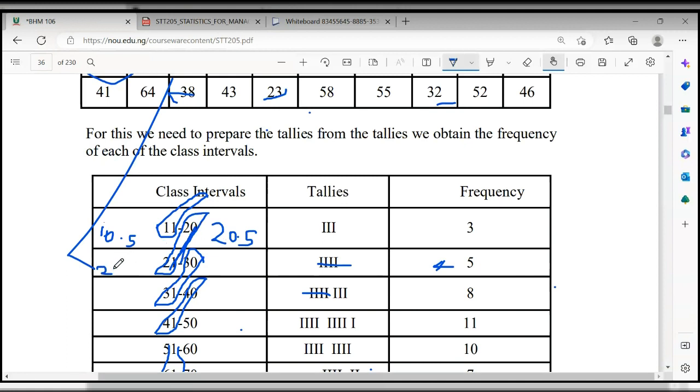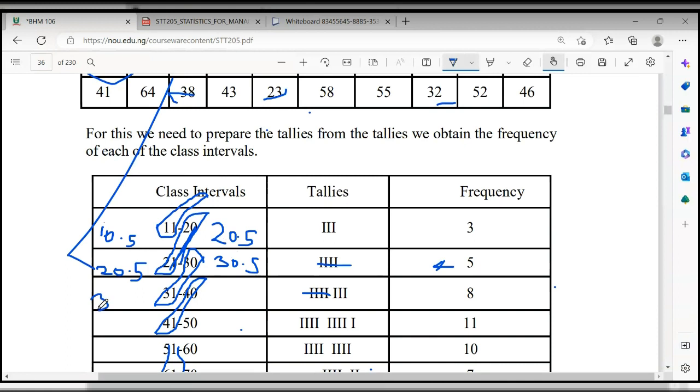So the upper boundary for the one on top will be the lower boundary for the next one. So the upper boundary for this one will be what? 30 plus the smaller for the succeeding, 31, to give you what? 61 divided by 2. That's 30.5. If I solve this one, it is 31 plus the preceding upper, 61 divided by 2, 30.5.